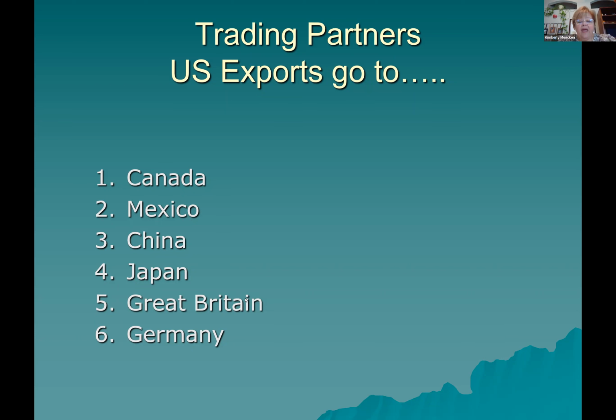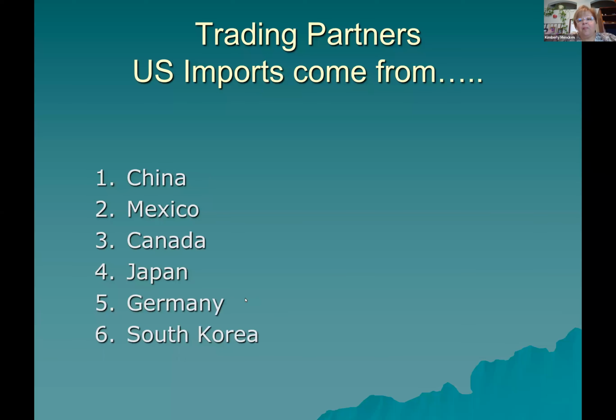Number four is Japan, five Great Britain, six Germany. So those are our big trading partners that we export to. Who do we import from? This probably won't surprise you. Number one is China, because we import so many consumer electronics from China. Two is Mexico, three is Canada.